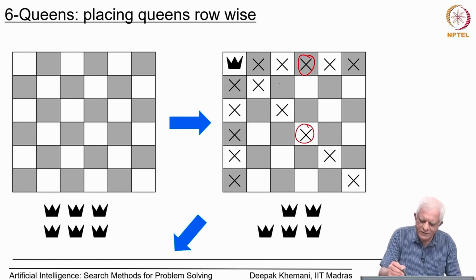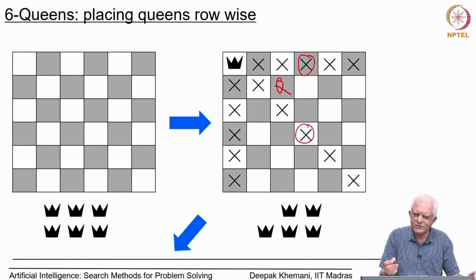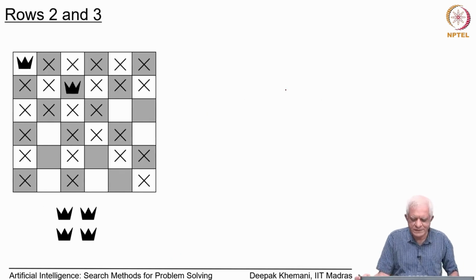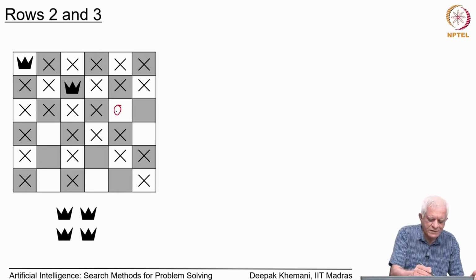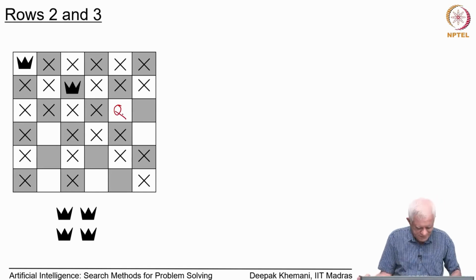So, the second queen can only be placed here, and that is what the algorithm is doing. It is still a backtracking-like algorithm, it takes the next value and tries that essentially. When it does that, you can see that the number of crosses on the chessboard has increased quite a bit, and the next value that you can place for a queen is here, and that is what forward checking does. It places a queen there.